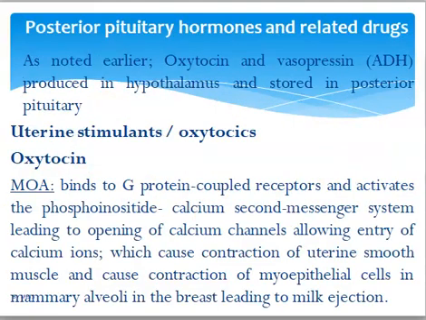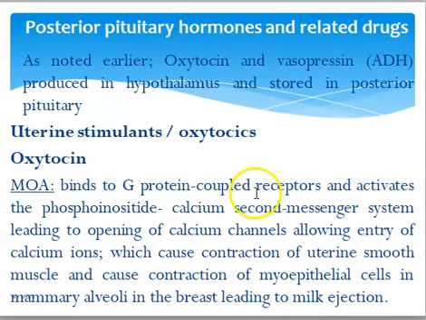Let us look at the posterior pituitary hormones and related drugs. Of course, as I said earlier, we have oxytocin and vasopressin. These ones are produced in the hypothalamus and stored in the posterior pituitary. We have the uterine stimulants, the oxytocics. What's the mechanism of action of oxytocin? All of us know that it increases uterine contraction, but how does it do it?